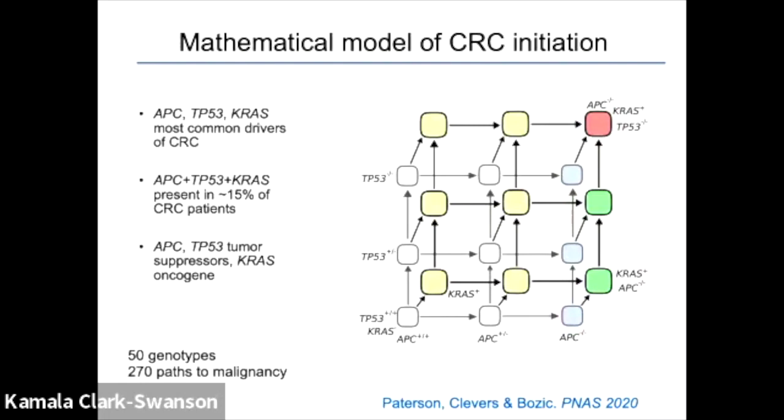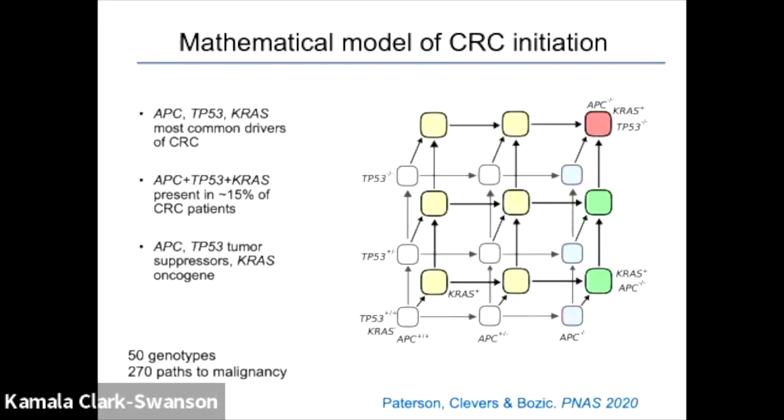And we also must take into account that APC and TP53 are tumor suppressors, which means that their normal function is to prevent cancer, and both copies of these genes have to be inactivated for them to become drivers. And then KRAS is an oncogene, which means that its normal function does not have to do with cancer, but if it is mutated at some particular positions, it can be activated and act as a driver of cancer.